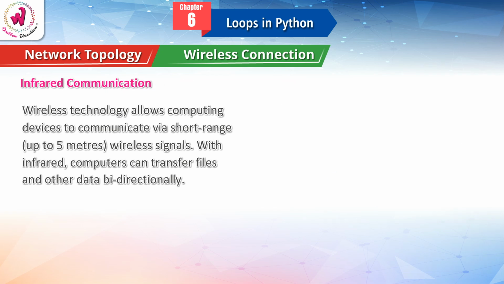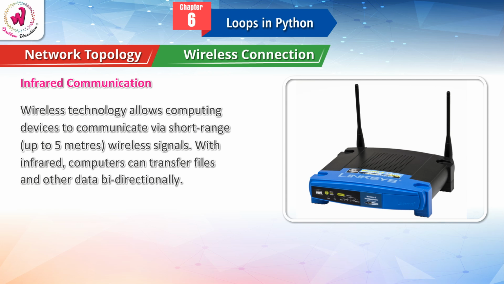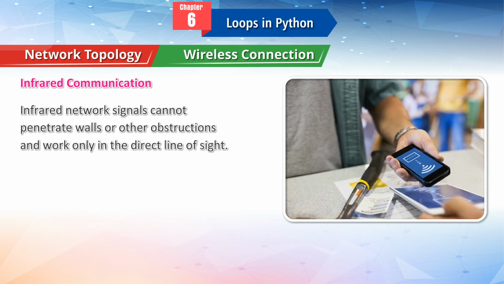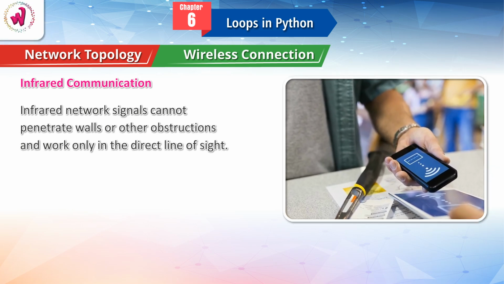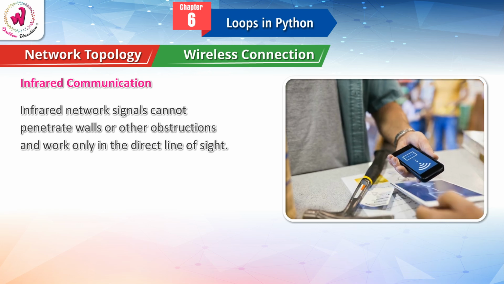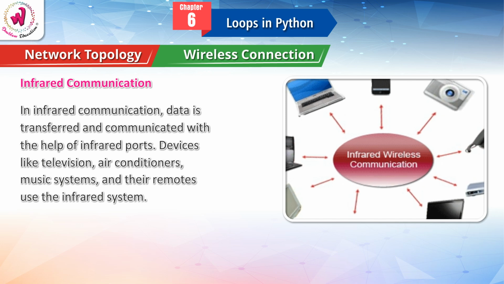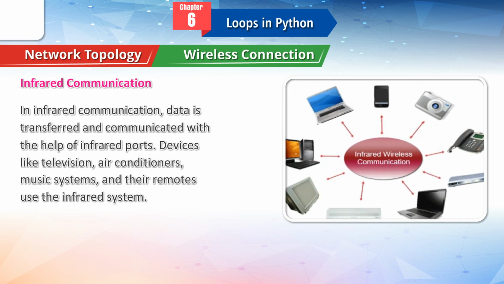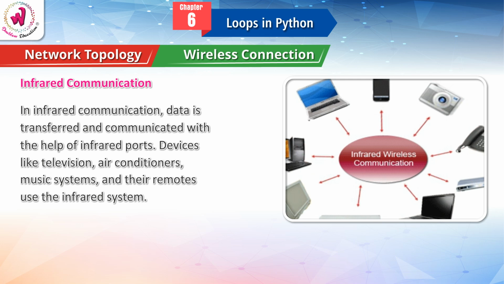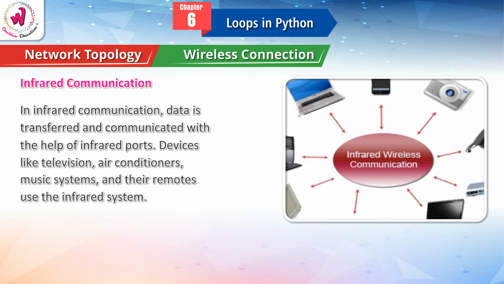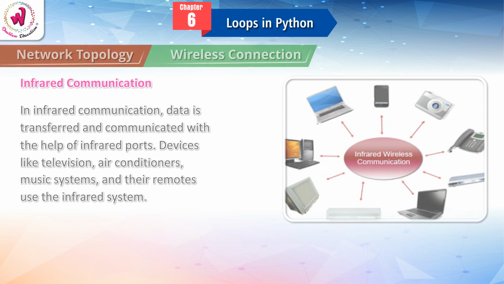Infrared communication. Wireless technology allows computing devices to communicate via short range, up to 5 meters, wireless signals. With infrared, computers can transfer files and other data bi-directionally. Infrared network signals cannot penetrate walls or other obstructions and work only in the direct line of sight. In infrared communication, data is transferred and communicated with the help of infrared ports. Devices like television, air conditioners, music systems, and their remotes use the infrared system.